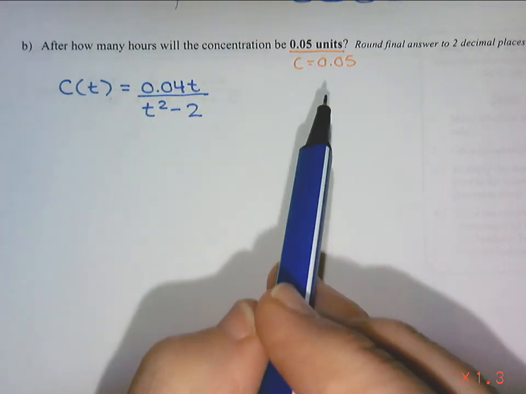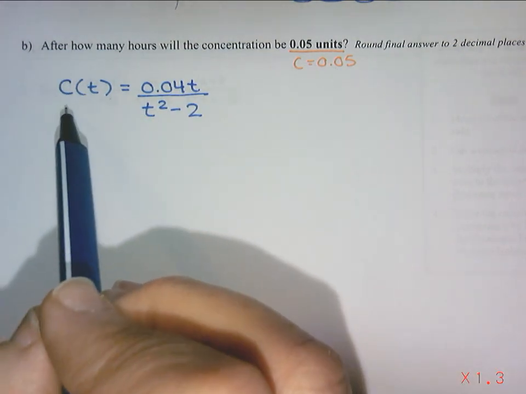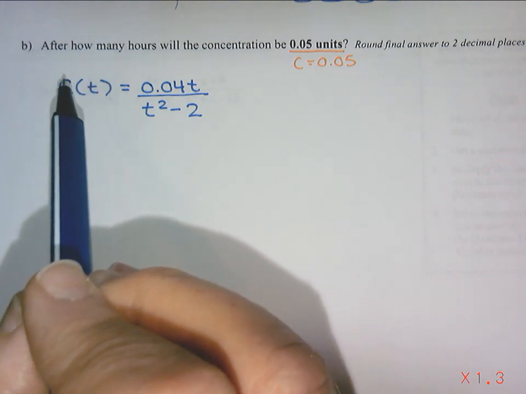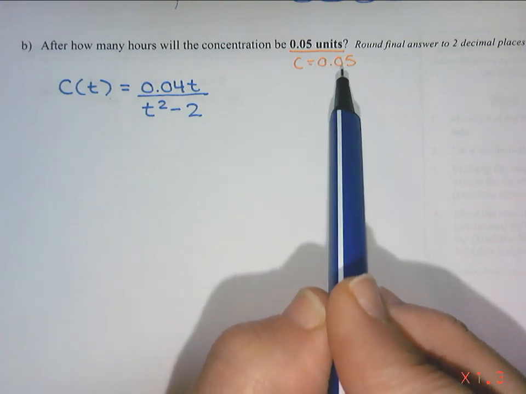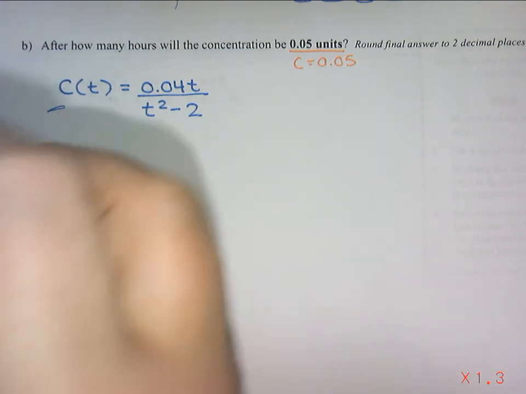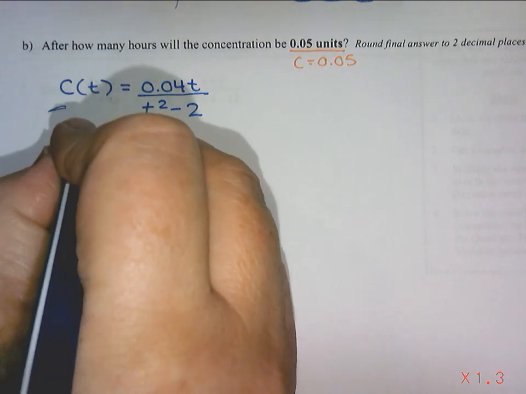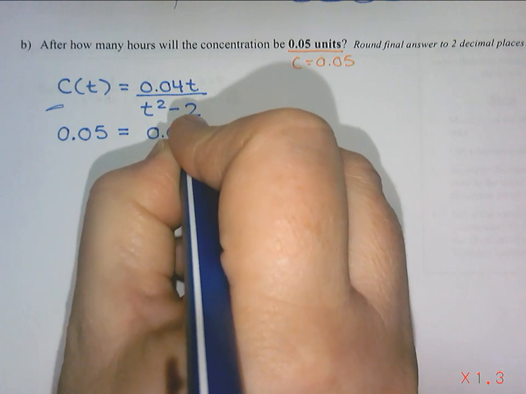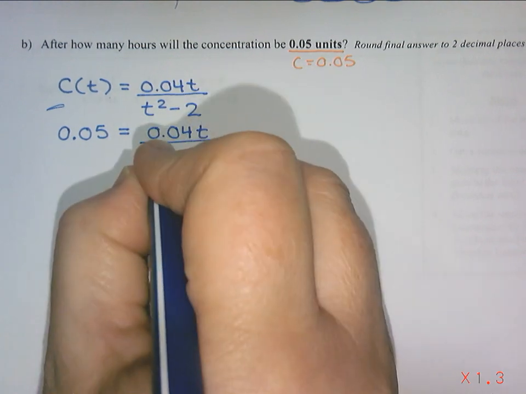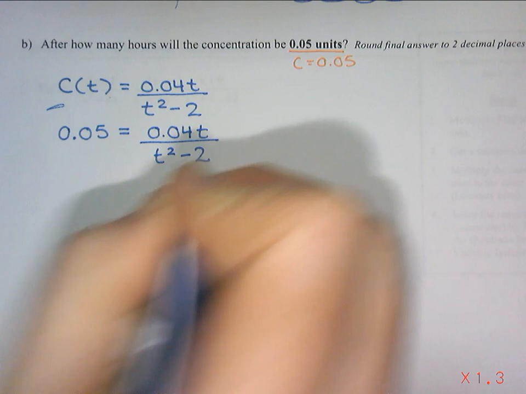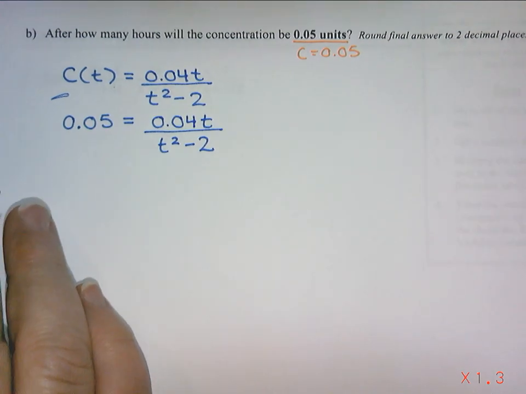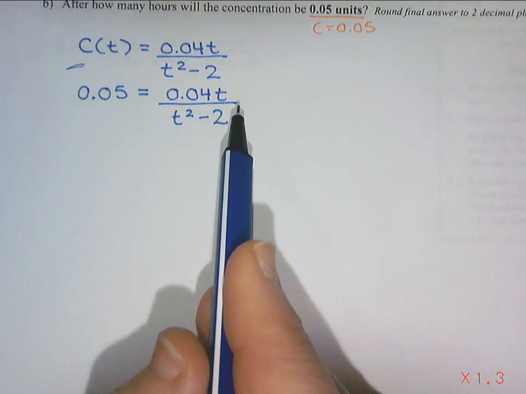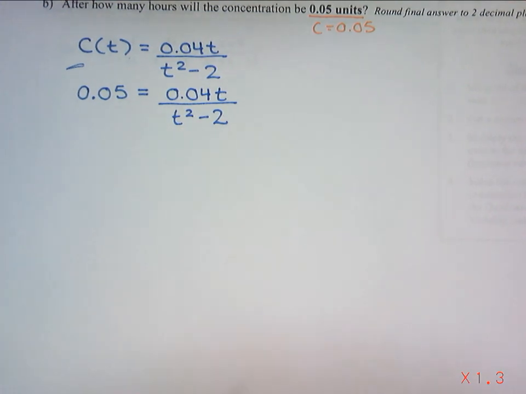Okay, so when I put in 0.05 for C, we're not going to do 0.05 times T. That's not what it means. The C of T, that's what we're putting 0.05 in for both parts. Oh, didn't mean to do that. So 0.05 is 0.04 T divided by T squared minus 2. Okay. So this is a rational equation. We have a fraction that has a T in the denominator.